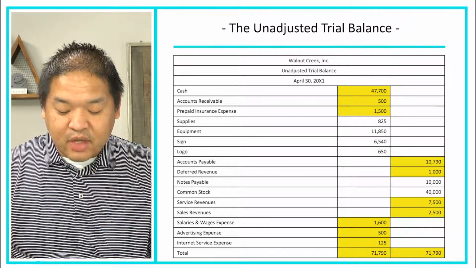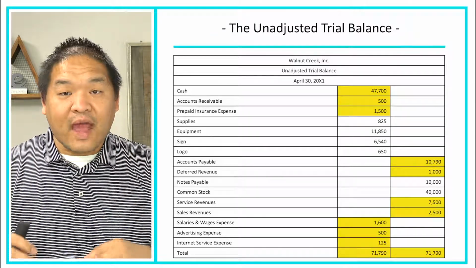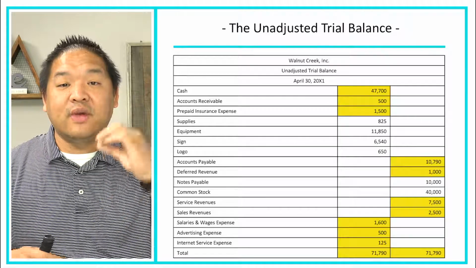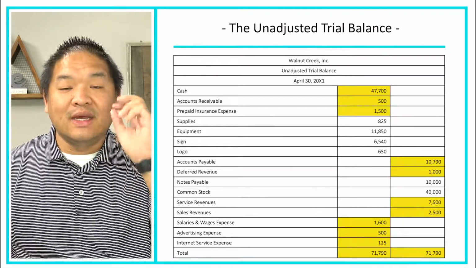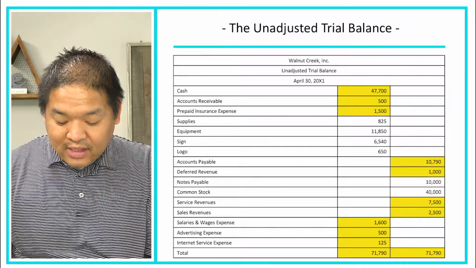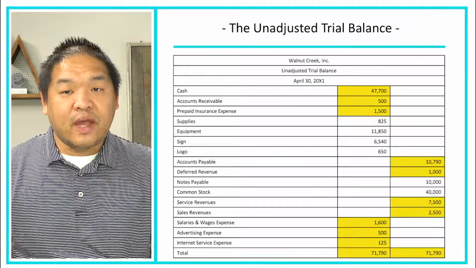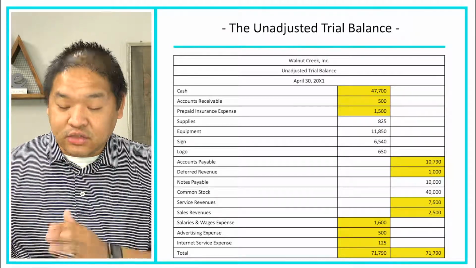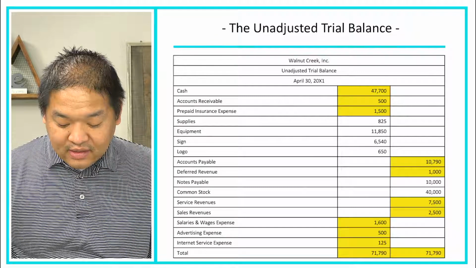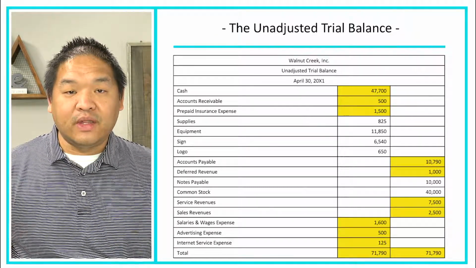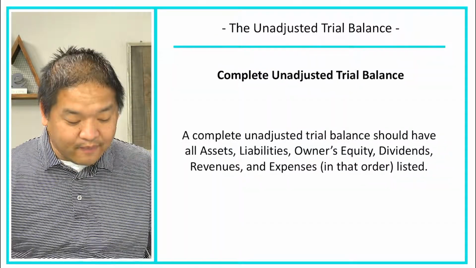The unadjusted trial balance in section 3, after we've inputted all of our revenue and expense transactions that we did in the last 2 lessons, looks like this. How do we know that we did this right? Our debits equal our credits. So our debits are 71,790. Our credits are 71,790 as well.